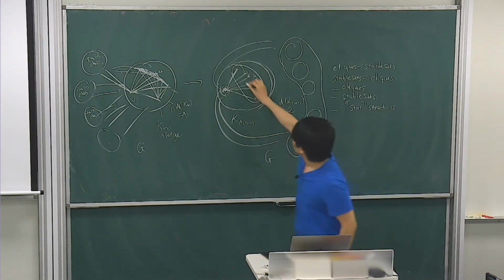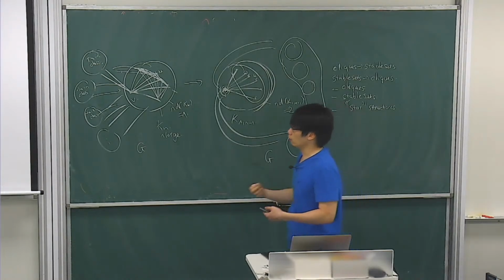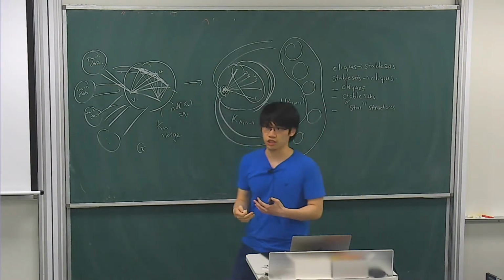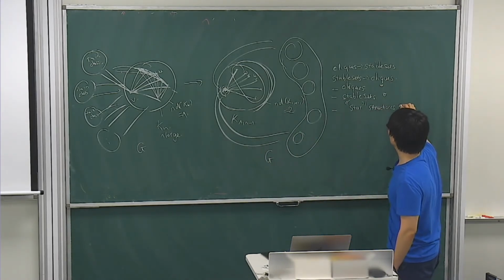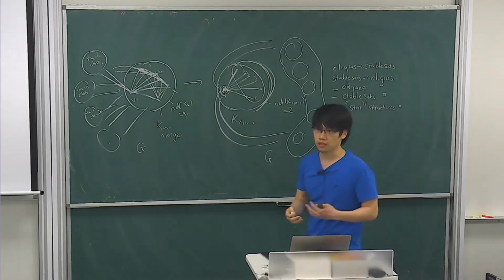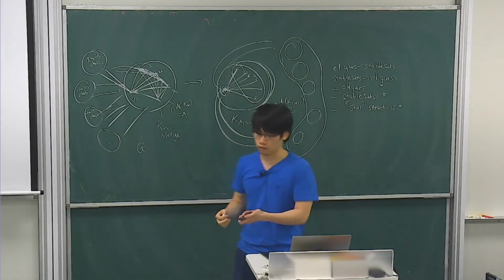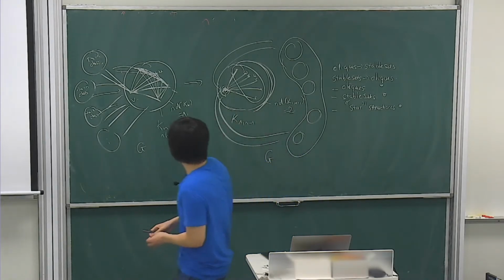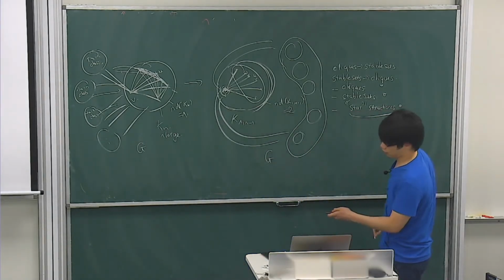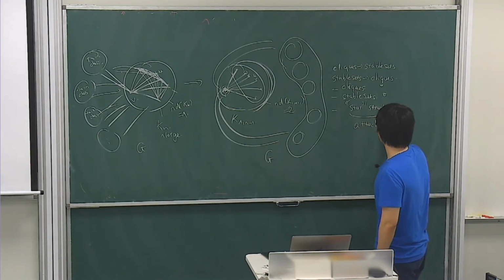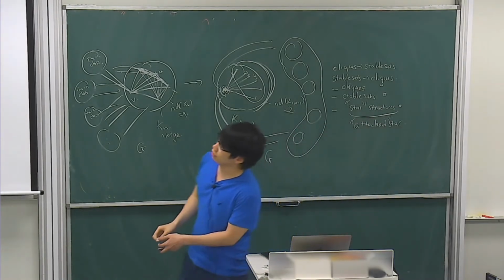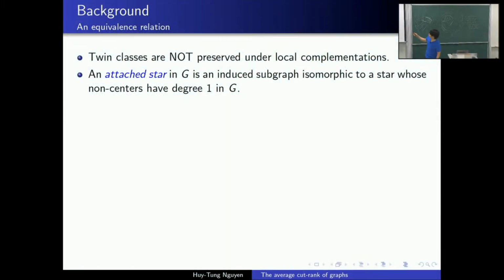Right? And no matter how you locally complement the vertices in G, you will always get one of these types of classes, if you start with the twin equivalence classes. For this kind of star structure, I will call it an attached star. So an attached star in G is an induced subgraph isomorphic to a star whose non-centers have degree 1 in G.